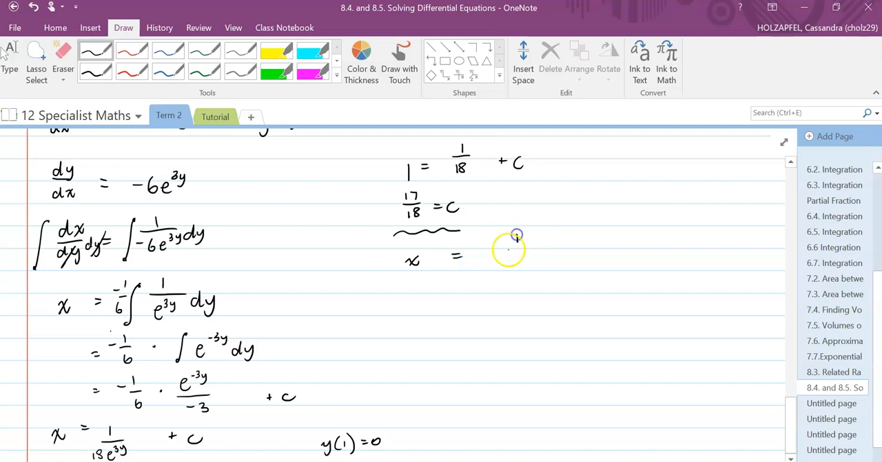So we have 1 over 18 e to the 3y plus 17 over 18. And then we could rearrange this and solve for y if that is what we wanted to do. Again, I just want to show you the general process of solving differential equations, so I'm not going to show you that in this video.